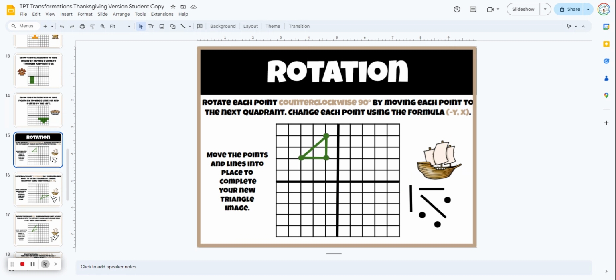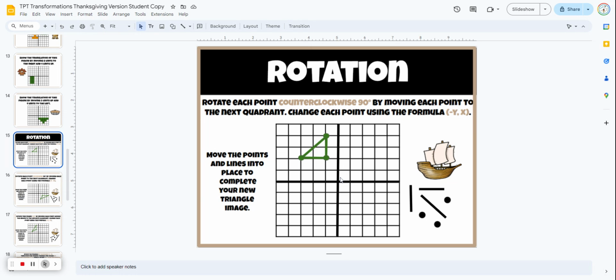So in rotation, they're going to be rotating this figure around the origin, and I've given them a formula that they're going to use in order to do that. So they're going to take each one of these points and change it to another point using this formula, (-y, x). This is the formula for moving counterclockwise 90 degrees, which would put this next figure in quadrant 3.